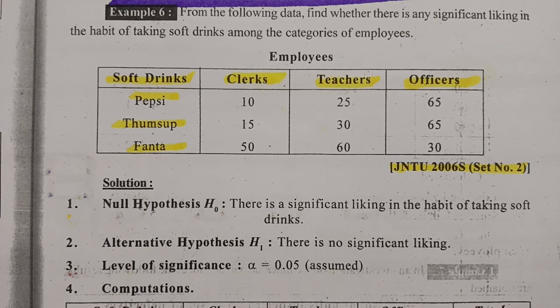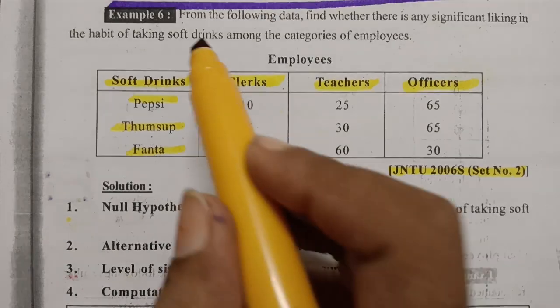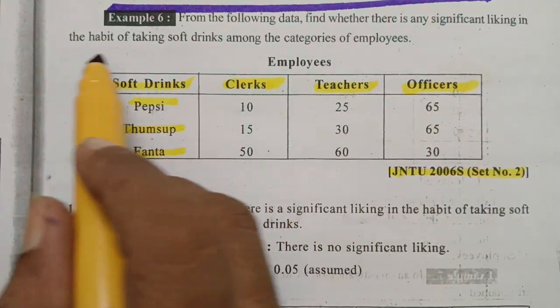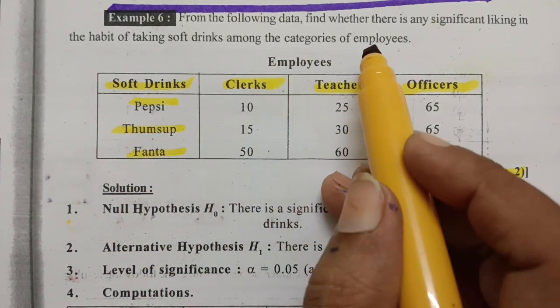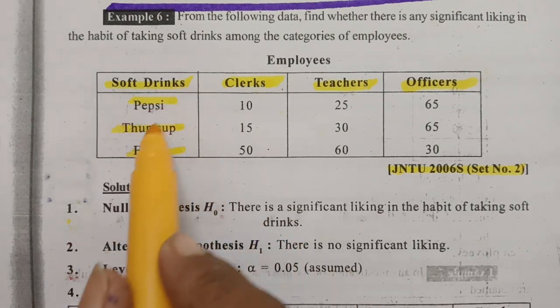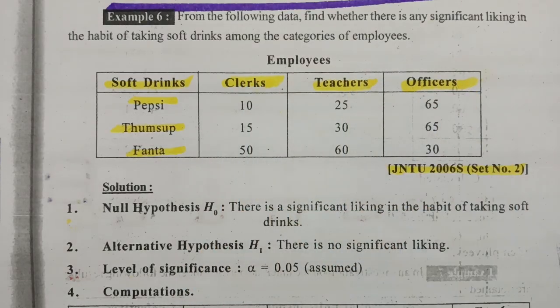And coming back to today's topic, that is the chi-square test of independence of attributes. I have already explained examples 1 to 5, and in this video I'm going to explain example 6. From the following data, find whether there is a significant liking in the habits of taking soft drinks among the categories of employees. Here are the types of soft drinks: Pepsi, Thumbs Up, Fanta, and types of employees: clerks, teachers, officers.